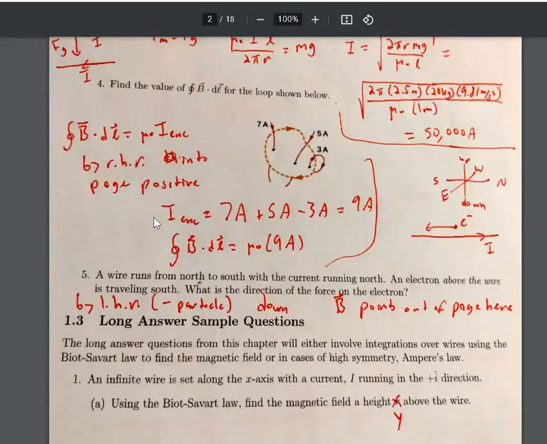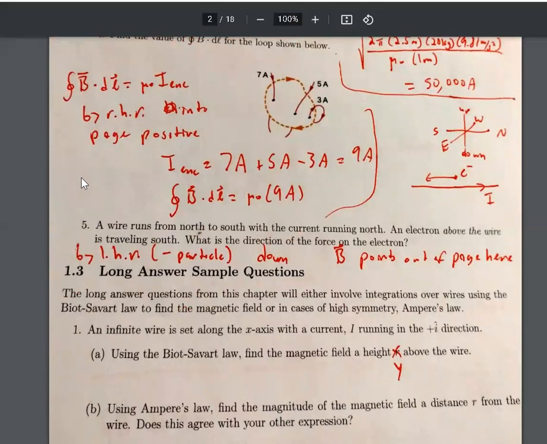Okay, so last short answer. A wire runs from north to south with a current running north, and an electron above the wire is traveling south. What is the direction of the force on the electron? So I've drawn that here with our coordinate system. This is north, this is south, into the page is west, out of the page is east, and up and down are up and down.